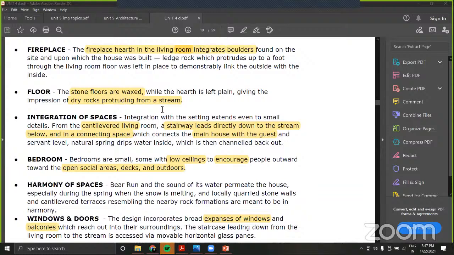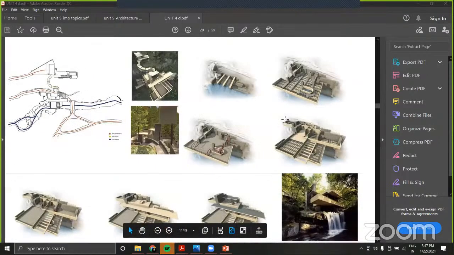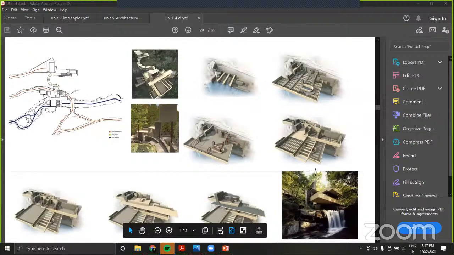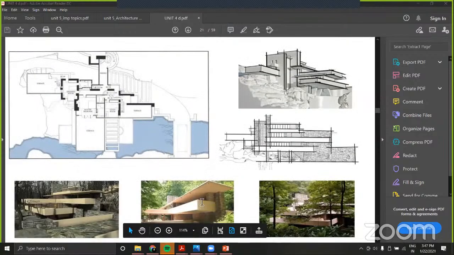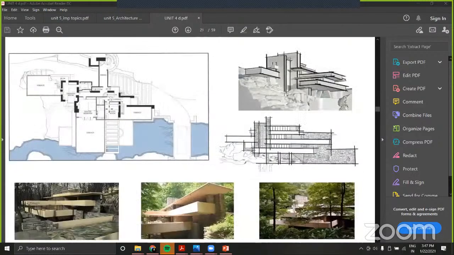So windows and doors: the design incorporates broad expanses of doors and balconies which reach out to the surroundings, with staircases leading down from the living room to the stream. These are the cantilevers which I have mentioned, and you can see here, these are the cantilevers. They're also showing a plan right now. Yeah, I will show you.